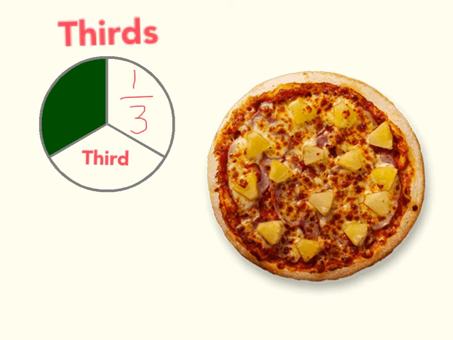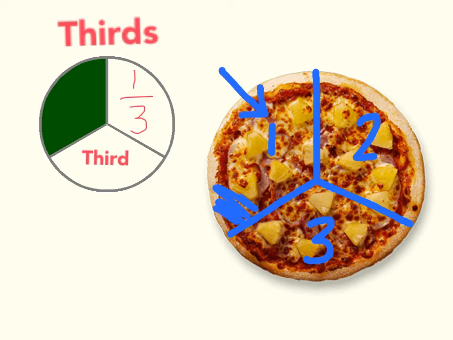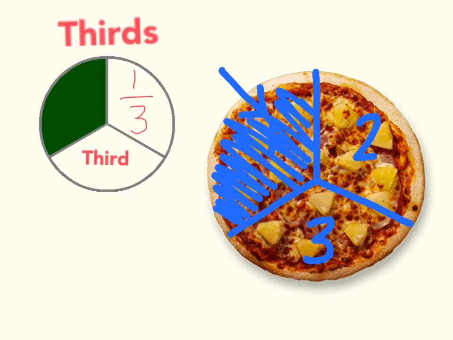Let's look at this pizza now. This delicious Hawaiian pizza, I'm going to share it with 3 people. So I'm going to divide it into thirds. So I have 1, 2, 3 pieces of pizza. I've divided that pizza into thirds. And if I eat one of the pieces, all gone, it was delicious, I have eaten 1/3 of that pizza.